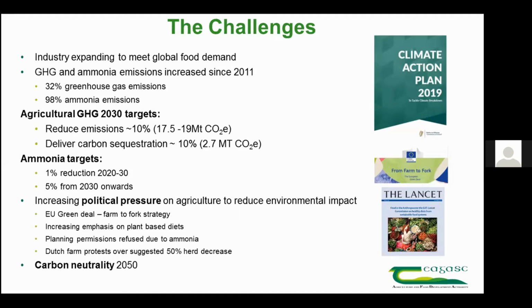In terms of our agricultural targets, we have our Food Wise and Food Harvest production targets, but we also have agricultural 2030 targets. Under the government's climate action plan, we have to reduce greenhouse gas emissions from agriculture by 10%. And for the wider economy, as part of the EU's 2030 targets, we need to reduce our greenhouse gas emissions from the entire state by 30% by 2030.